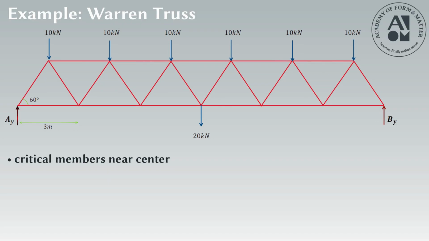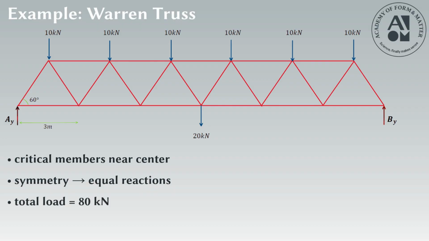The geometry is symmetric. The loading is symmetric, so the reactions are equal. The total vertical load is 6 loads of 10 kilonewtons plus 1 central load of 20 kilonewtons. That gives 80 kilonewtons. So, AY equals 40 kilonewtons, BY equals 40 kilonewtons, and AX equals 0.